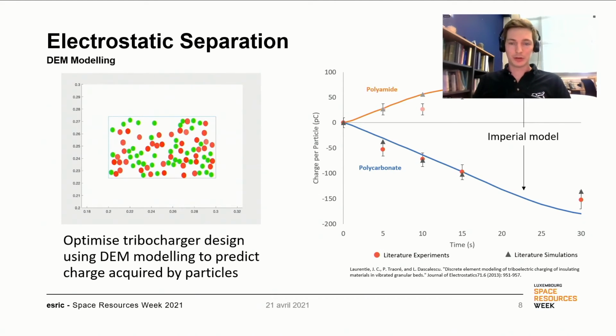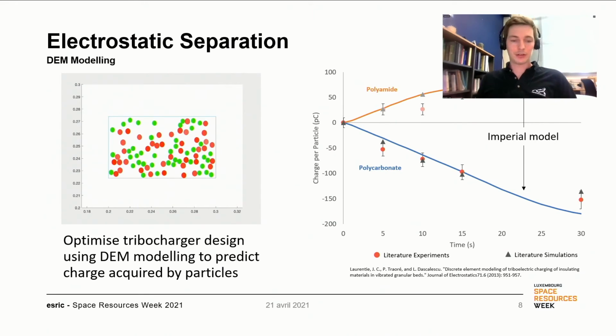The graph on the right corresponds to the animation on the left, where the orange and the blue lines are polyamide and polycarbonate charge gained over time while being shaken as a 50-50 mix in this box. You see that it increases and then saturates at a level. This model is compared with some models and experimental results in the literature for similar conditions, and we find that there's a fairly good agreement there.